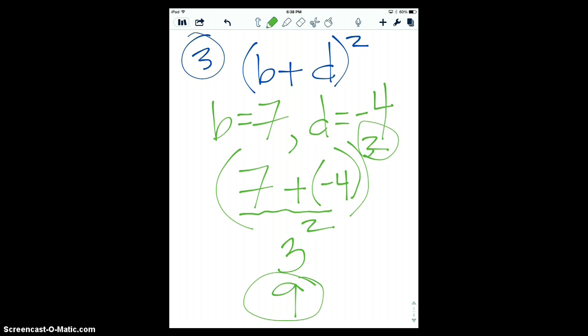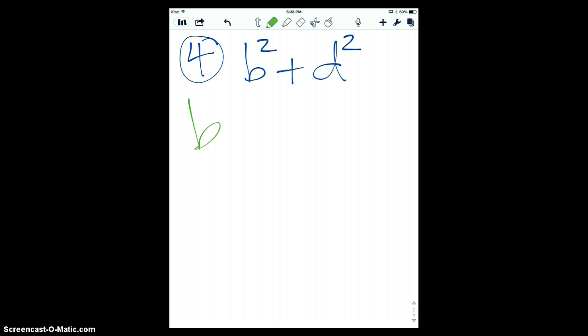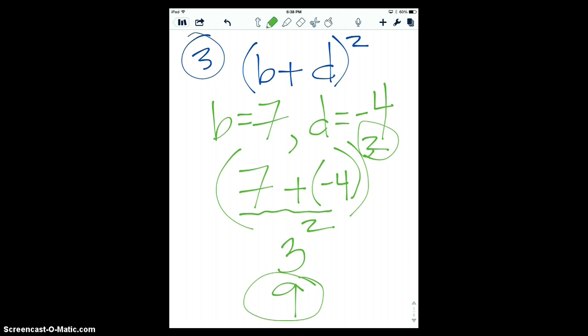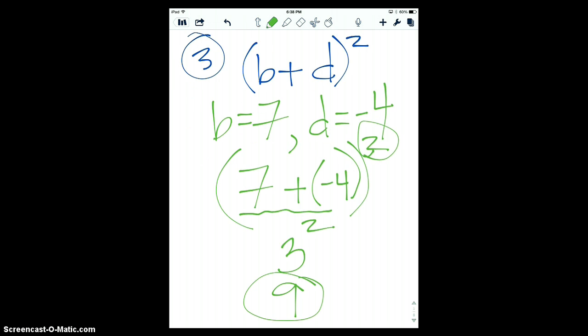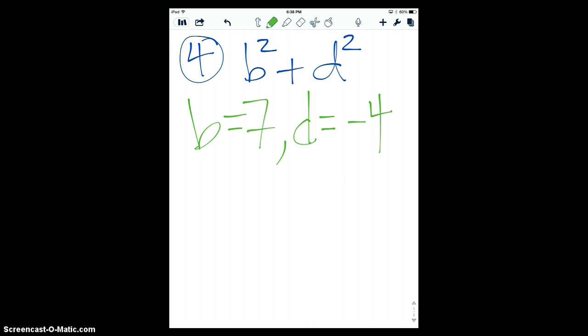And what I want to show you in the next one, let's keep our B value the same of 7 and our D value the same of, and I already forgot what I chose, -4. I want to show you how this one, B squared plus D squared, is different from the one we just did with the quantity of B plus D being squared. You might think they're the same. But let's apply the order of ops with this.